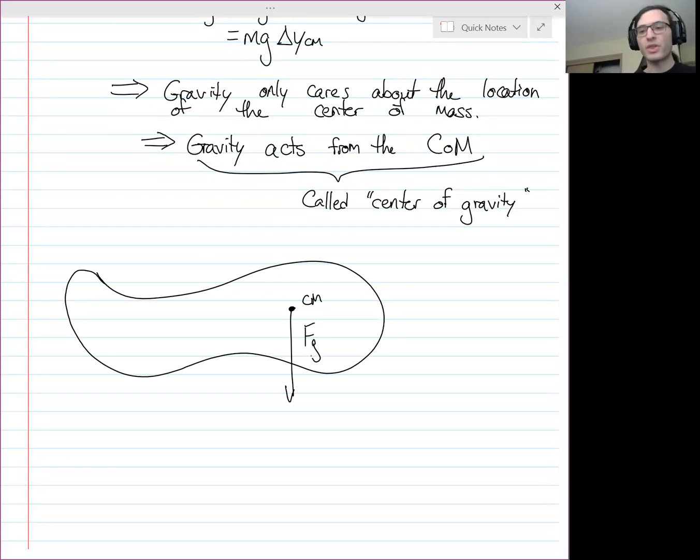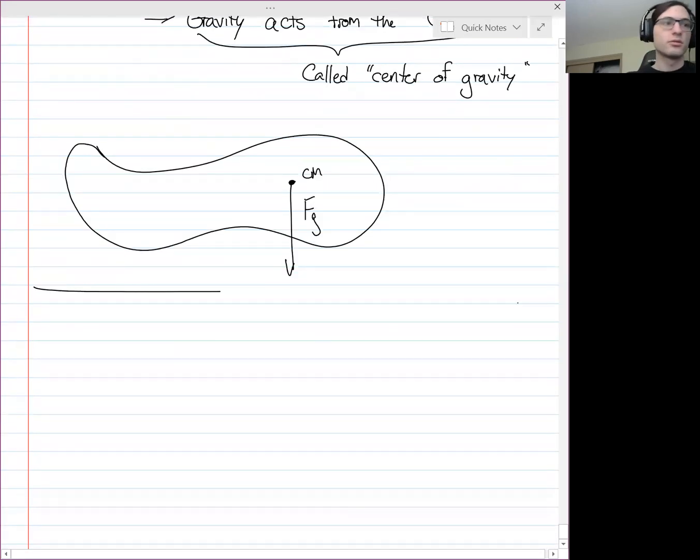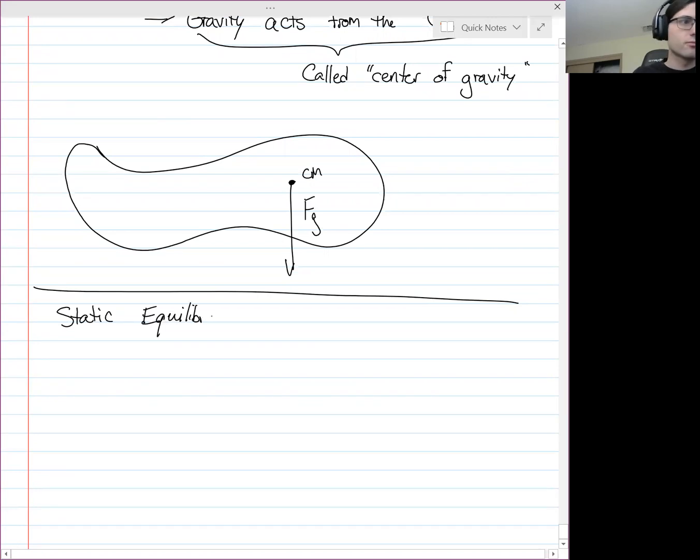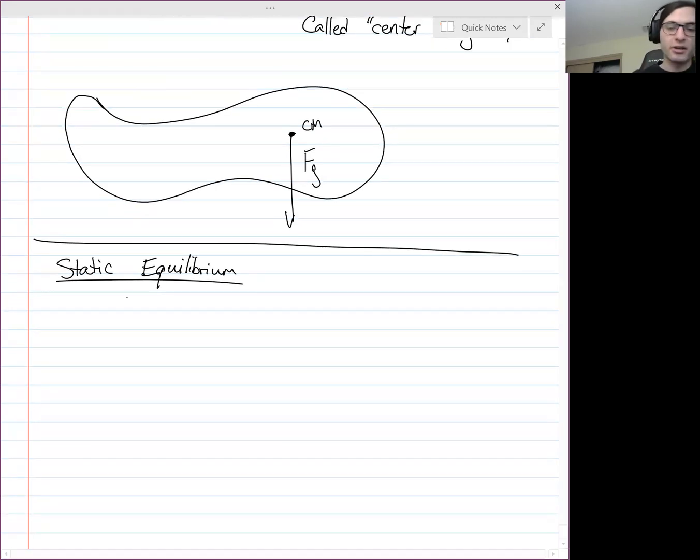So with that now in mind, we can now handle any statics problem. So let's talk about statics or static equilibrium. I need to define these words for you. Static means unmoving, and equilibrium means not about to move.